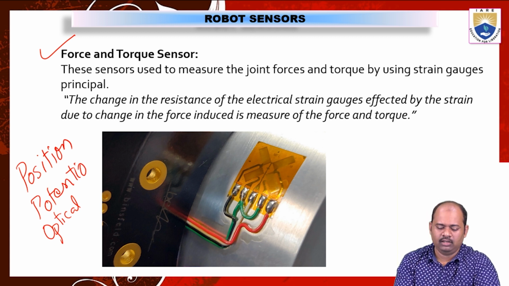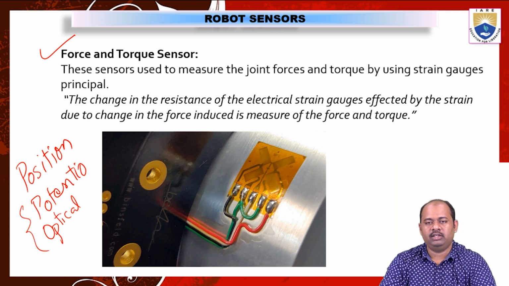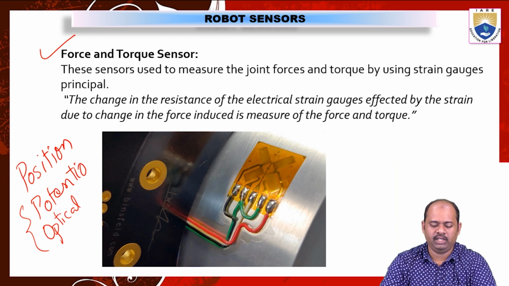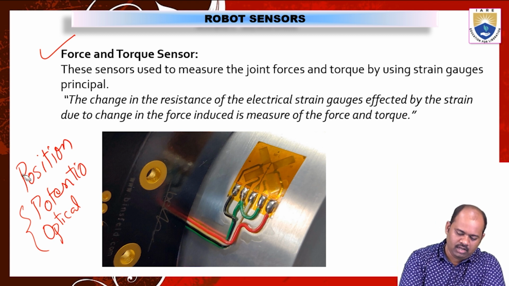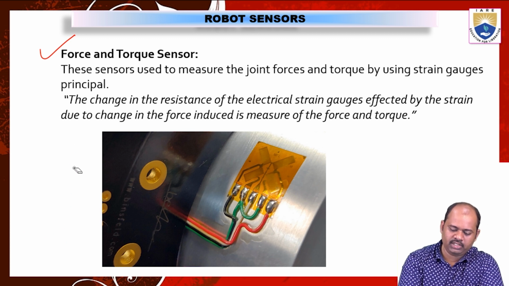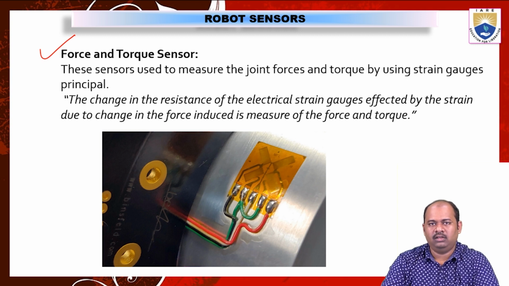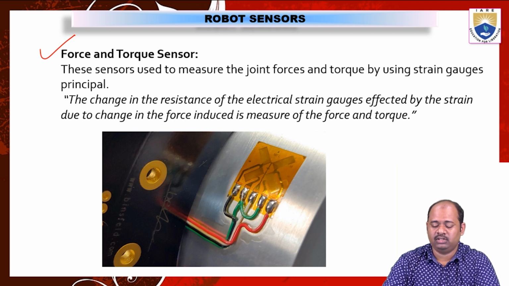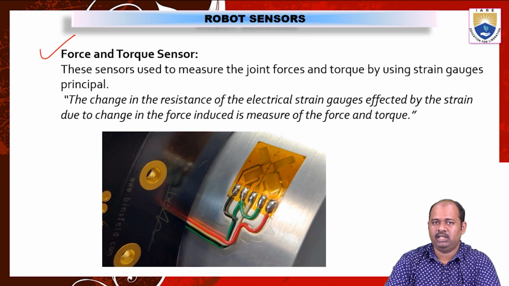We can measure three things with the help of potentiometers or optical encoders. So these two are internal sensors. Potentiometer and optical encoders both are internal sensors. They can measure position, velocity or acceleration. Now the sensor we are seeing now measures force or torque. We know force is, from the strength of materials or mechanics of solids course, we can say force is nothing but the load applied on a unit area.